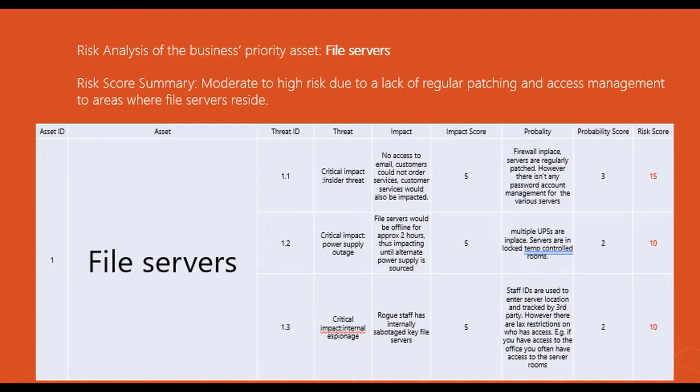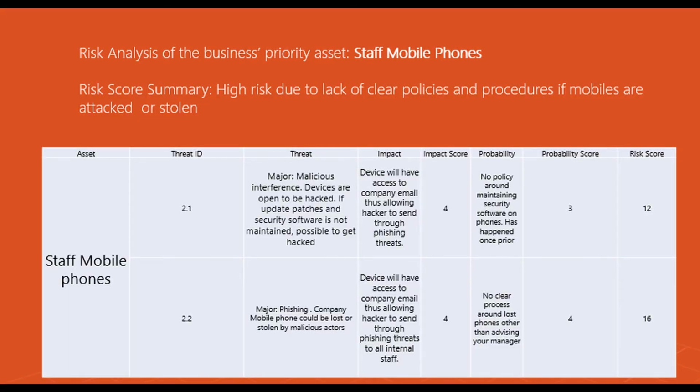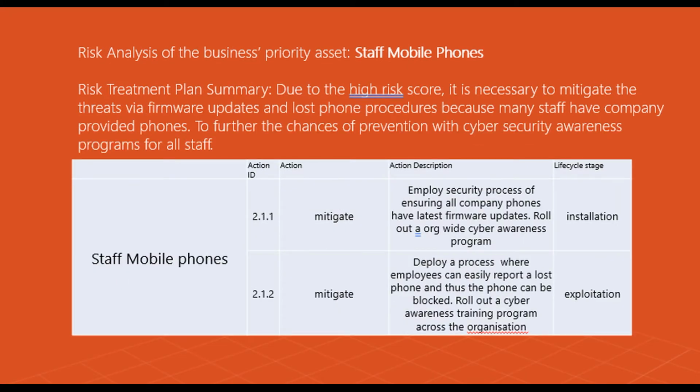One of the first priority assets is the file server. It's a moderate to high risk, and the risk treatment plan is to do a range of access management and two-factor authentication password management. The next asset is staff mobile phones, similar, high risk, and the treatment plan for this is to mitigate them via firmware updates and lost phone procedures.